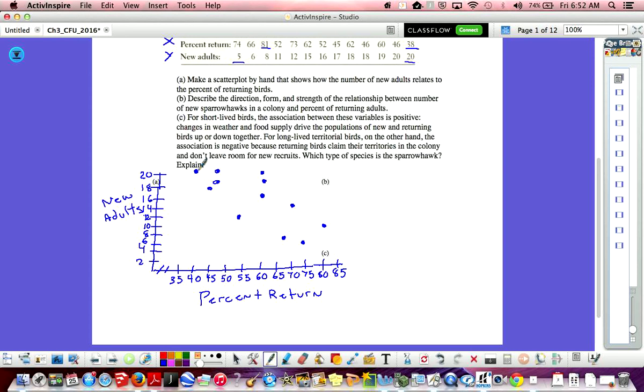So I have kind of a general picture of what's going on here. That's what B leads us into. In B, it asks us to describe the direction, form, and strength of the relationship. So what we talked about today is, do we have a positive or negative association going on here? Does it seem strong? Does it seem weak? And is it linear or not?